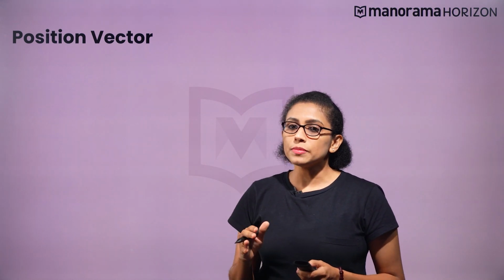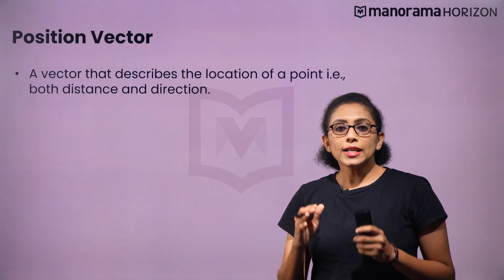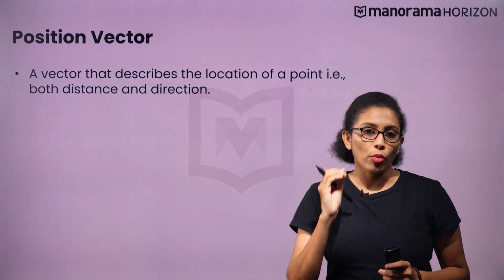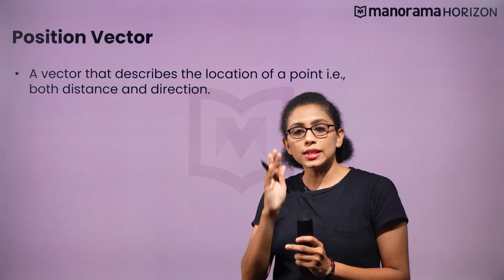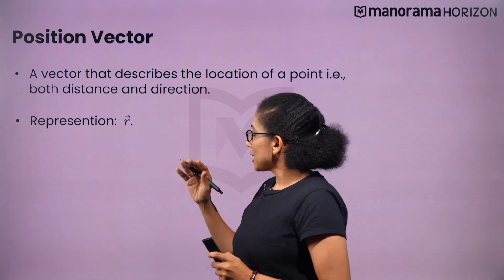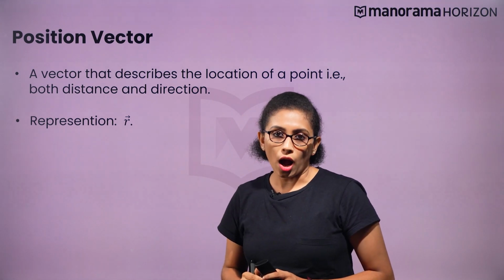Next, we will see about position vector. Do you know what a position vector is? In simple terms, we can say it is a vector that describes the location of a point. Location in the sense, the distance and the direction. Usually, we represent it as R, vector R.